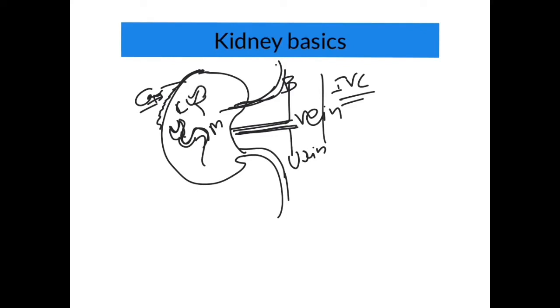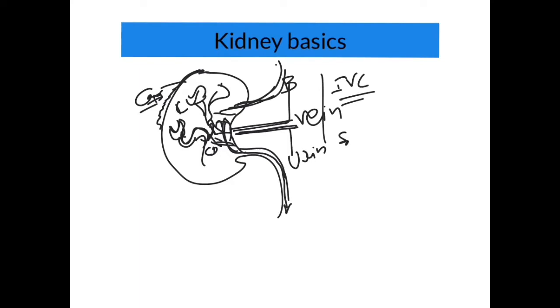There are 1 million to 4 million glomerular units. These glomerular units connect with each other and form the collecting duct. This collecting duct forms the pelvis area, and this forms the urinary duct, and finally goes into the ureter. So this is the normal form of the kidney.